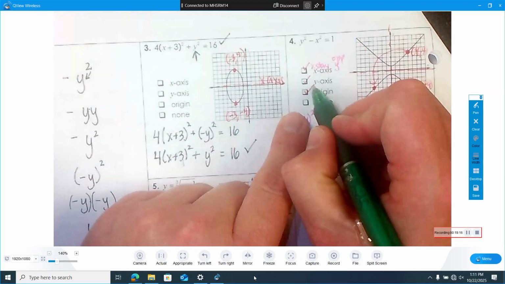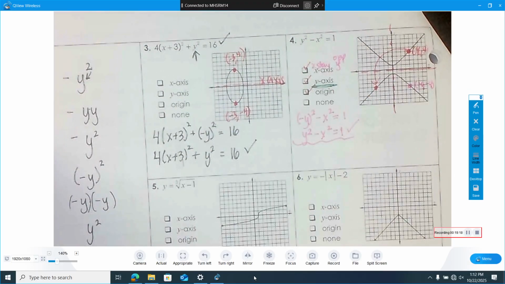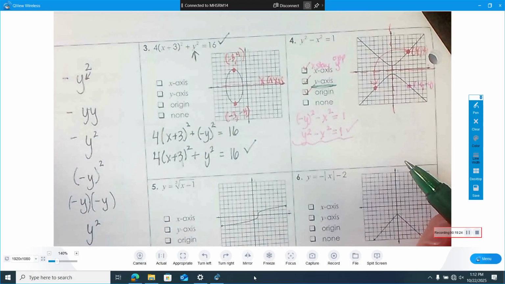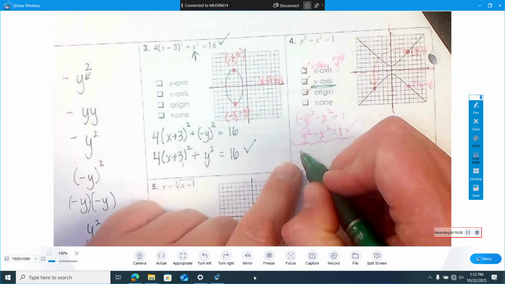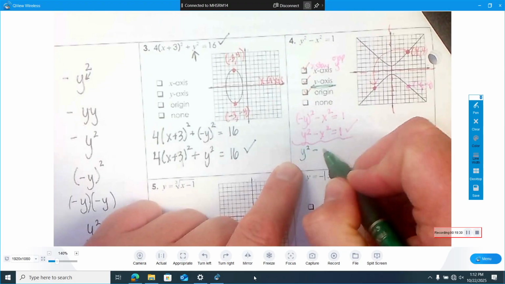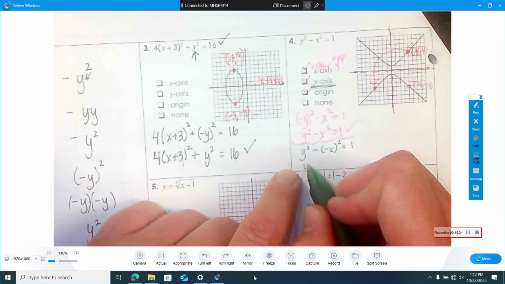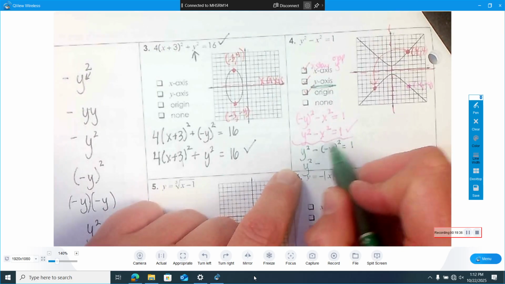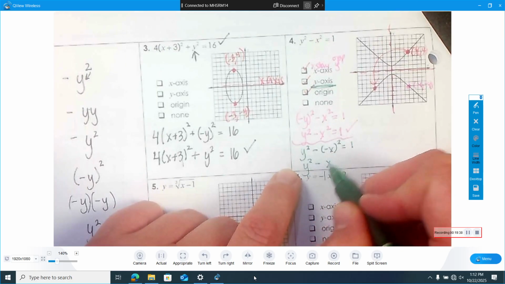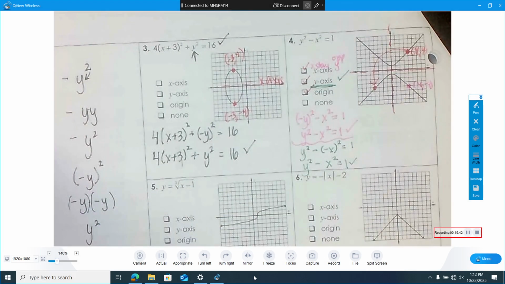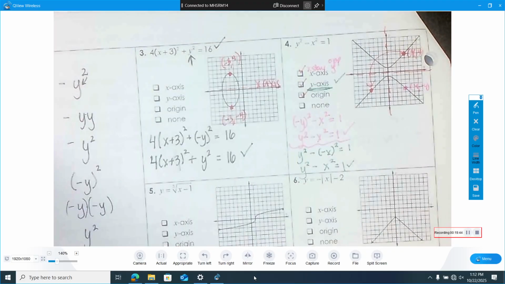What do we do for y-axis symmetry? So what stays and what changes? The y stays the same. The x becomes opposite. So the y stays the same, but the x turns opposite. And again, that cleans up. Negative x quantity squared becomes positive x squared. And so that is my y-axis symmetry. Same thing you started with.